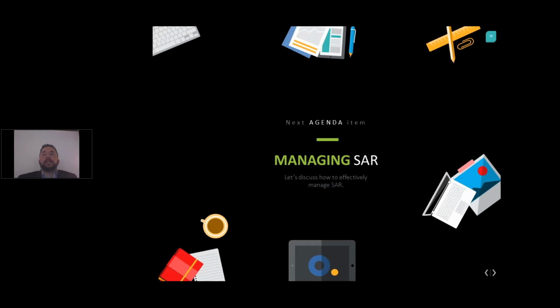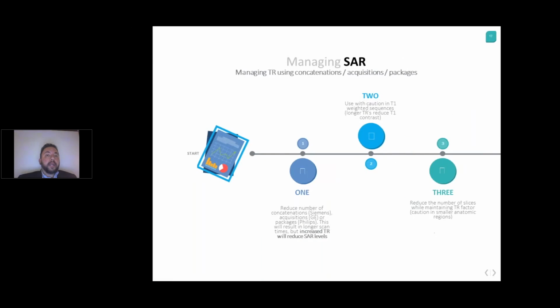Let's look at the mechanisms or the means in how we, the MR technologists, can employ the safest imaging. How can we best manage SAR and manage SAR effectively? We can reduce the number of concatenations or acquisitions if you're on GE, or packages on Philips. This will result in longer scan times, but increased TR will reduce SAR levels. I will say use with caution in T1 weighted sequences, as again, the longer TRs will reduce your overall T1 contrast or weighting.